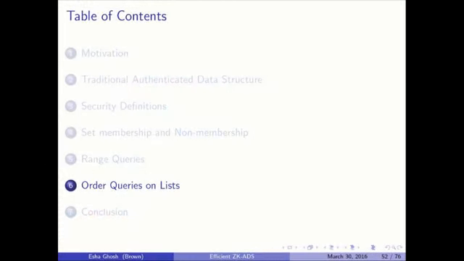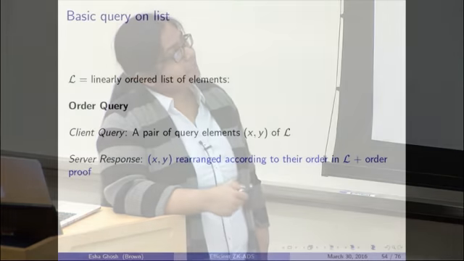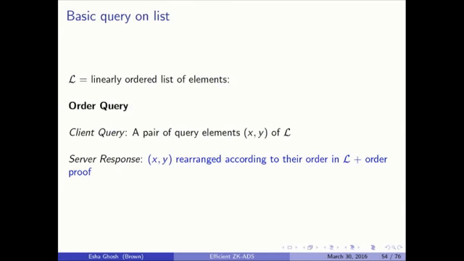Yeah. And I have 5 minutes. So the last part of the talk is order queries on lists. Here L is a linearly ordered list of elements, and an order query is a pair from the set, and the answer is X and Y rearranged according to their order in the list, along with a proof of the order.